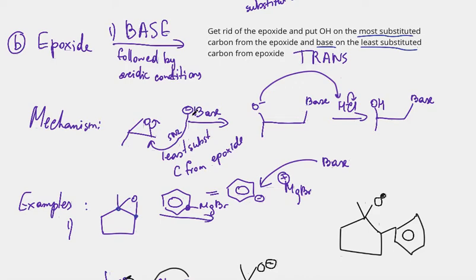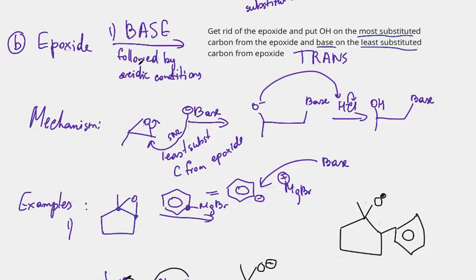The base does not give any hesitation, it just attacks right away. So the birthday girl gets upset and tells the base to go ahead and go to the least substituted carbon. So the base attacks from the least substituted carbon, and it attaches to the least substituted carbon from the epoxide, and then you will have O minus.